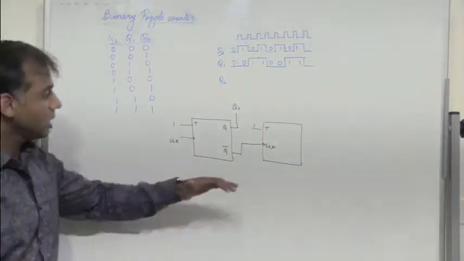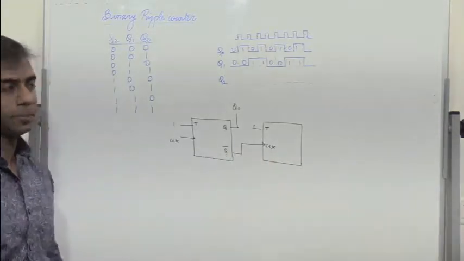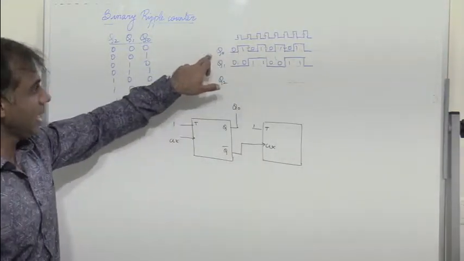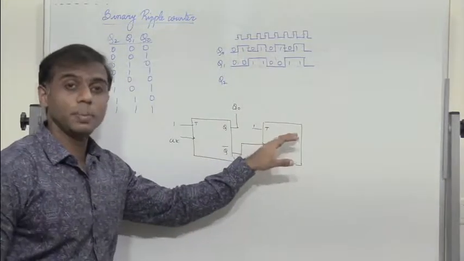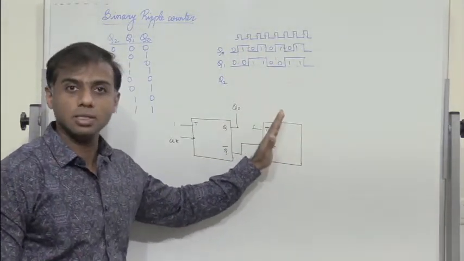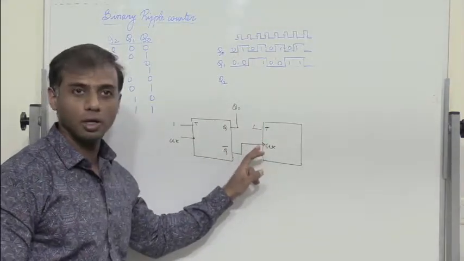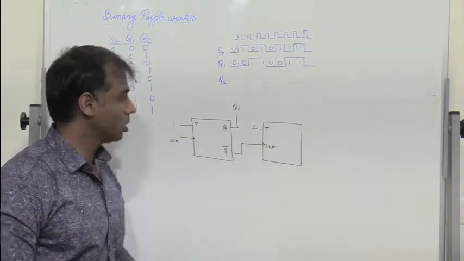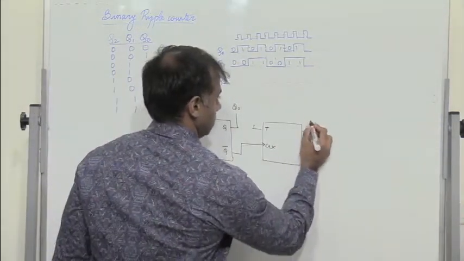Since I need to change the state of the next T flip-flop during the falling edge of Q0, but the flip-flop actually changes its state during the rising edge, what is done? Q bar is given as the clock input. Q0 bar is given as the clock to the next flip-flop. So we get Q1 here.